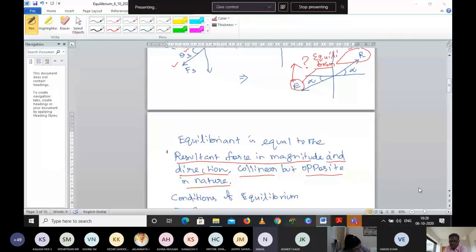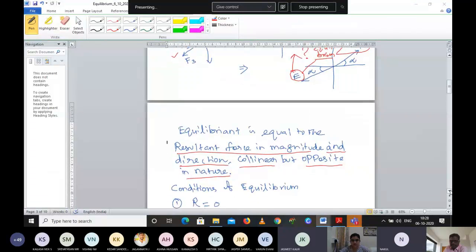One minute, I will explain. Sir, you mentioned that it has the same direction as the resultant force. One minute, sir, I'll tell you. Opposite direction. Yes, sir. Opposite direction should be. One minute, boy.